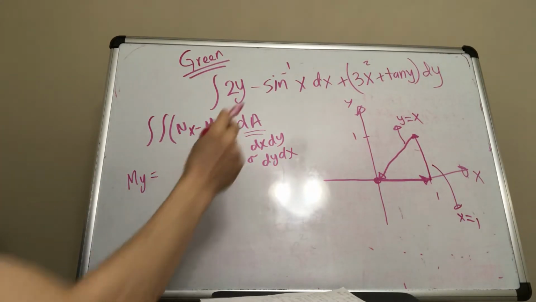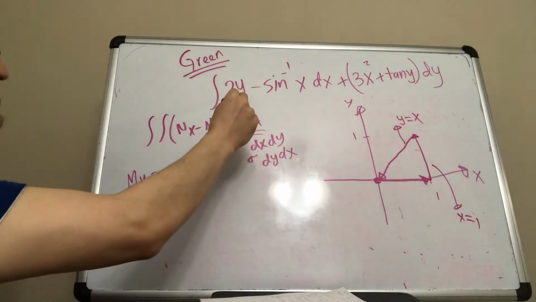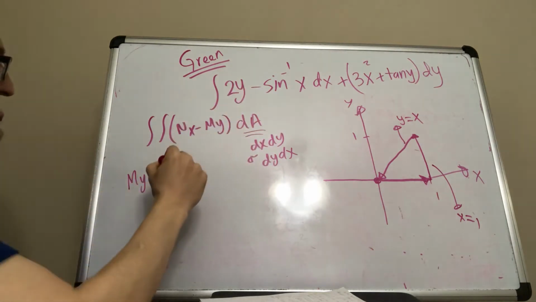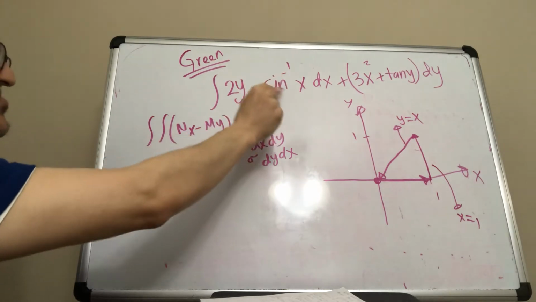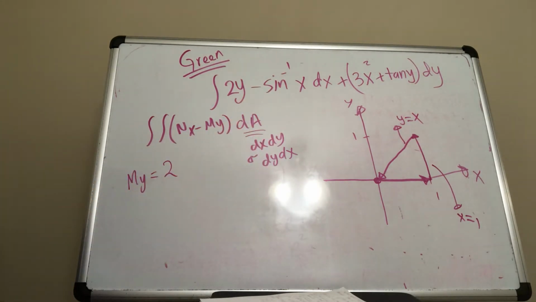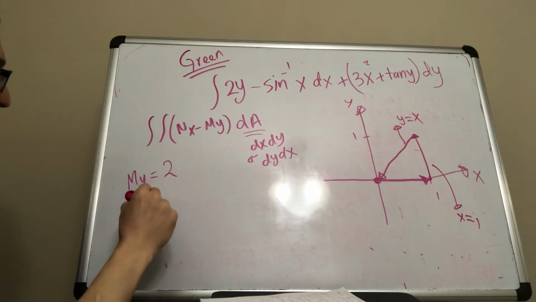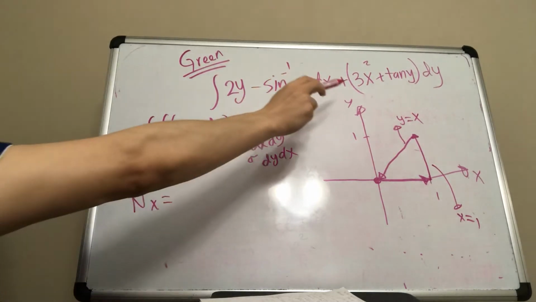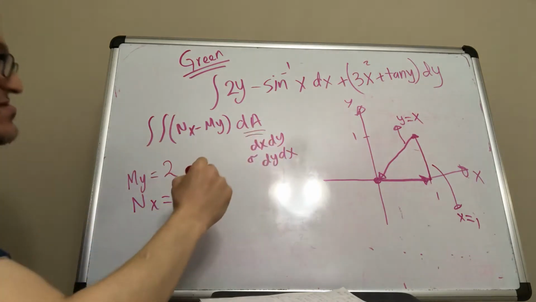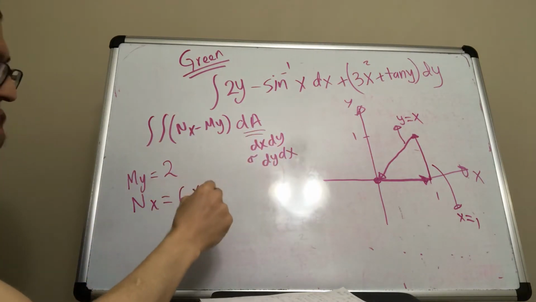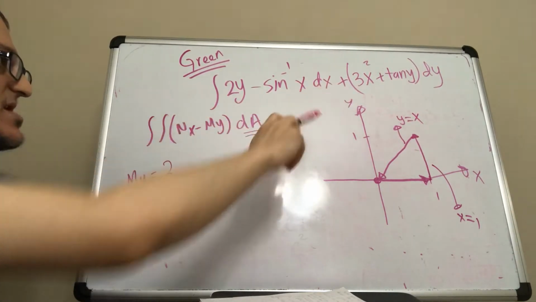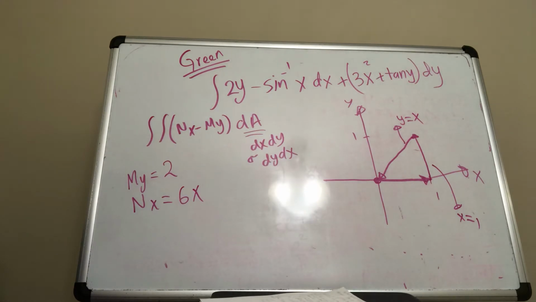The derivative of this with respect to y. Derivative of 2y is 2. Derivative of this with respect to y is 0. We do N_x. Derivative of this with respect to x would be 6x. And the derivative of tan y with respect to x is 0.